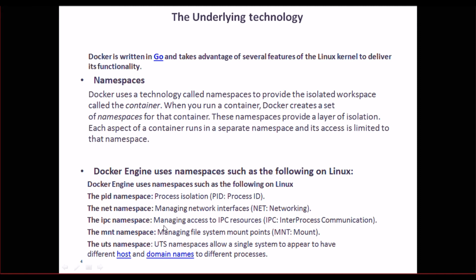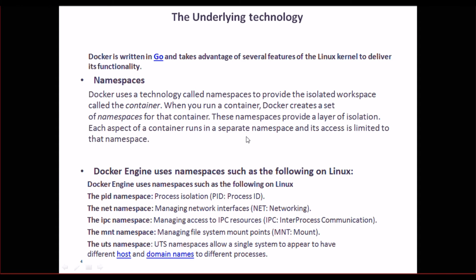Whenever you create one file system, that file system gets one name, right? And this is managed by the MNT namespaces. In the same way, we have UTS namespaces, which allow a single system to appear to have distinct host and domain names to different processes. So whenever a container gets launched, all these are combined with each other to launch one container, and this is how they make the containers unique from other containers in the system.